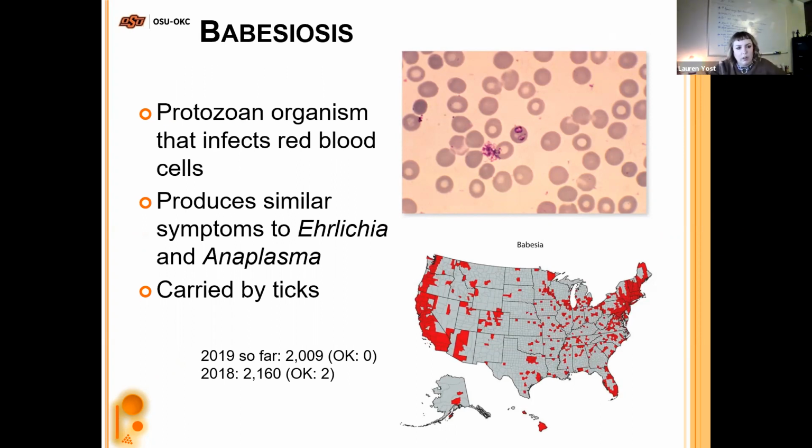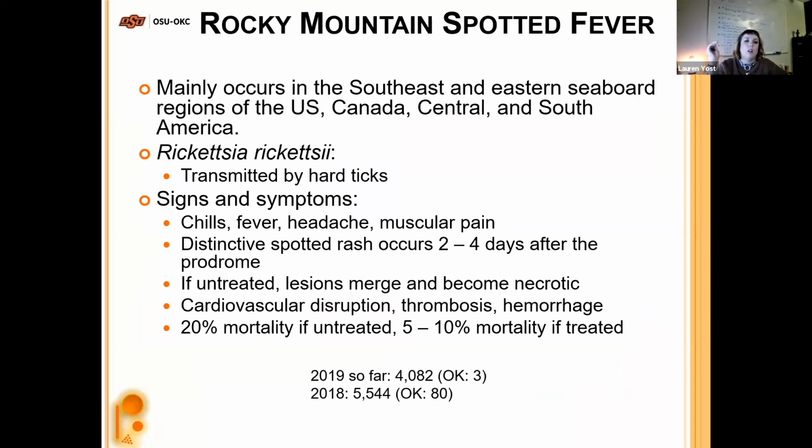Right, similar symptoms to Ehrlichia and Anaplasma, okay? And these are carried by ticks as well. Then we have Rocky Mountain spotted fever, caused by Rickettsia, in the southeast and eastern seaboard of America, and then we also have Canada, Central, and South America involved as well.